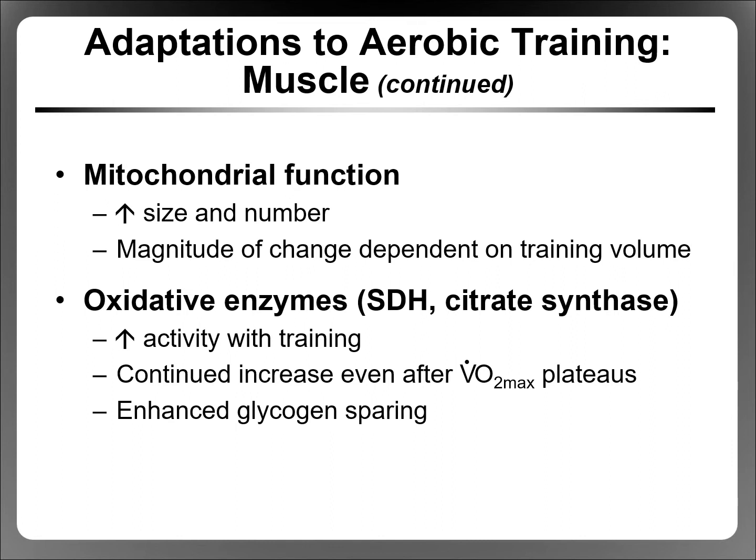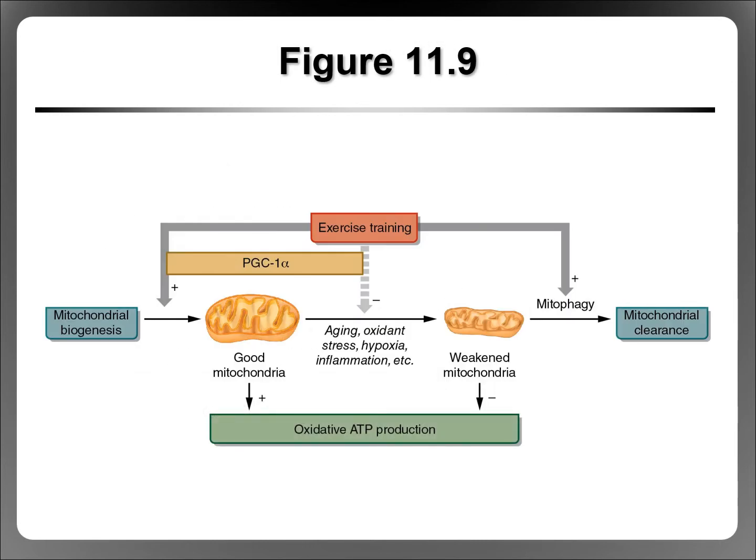Then finally, our oxidative enzymes are going to increase with our training. And even though my VO2 max may plateau, this is still going to continue to change with training. So even though I may be training and I've gotten my VO2 as high as I possibly can, this can still come in and make us more efficient, particularly in sparing glycogen. All right, so this is a nice little summary slide looking at the mitochondria and the interactions there.